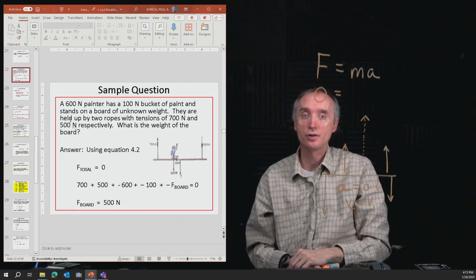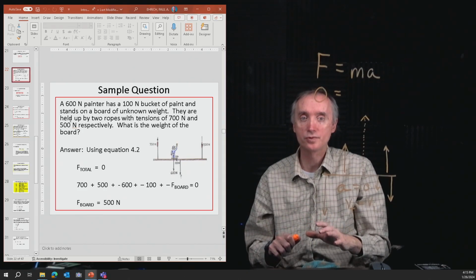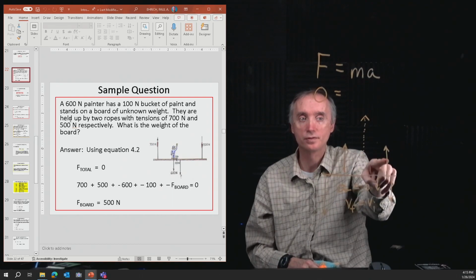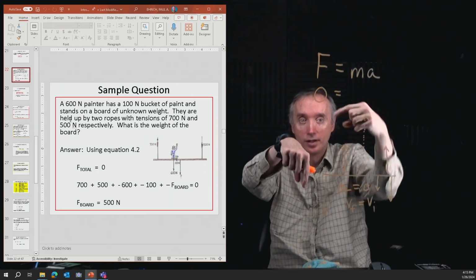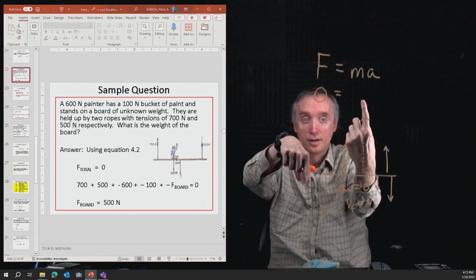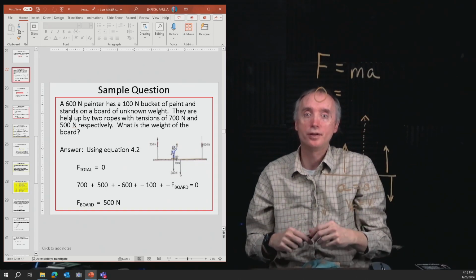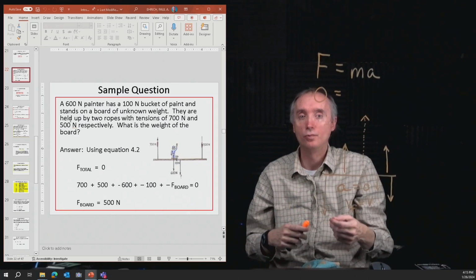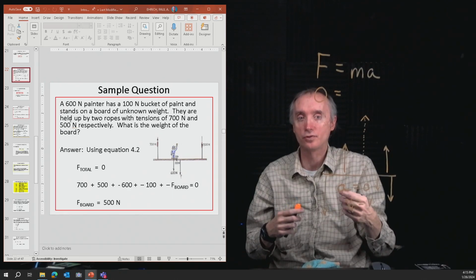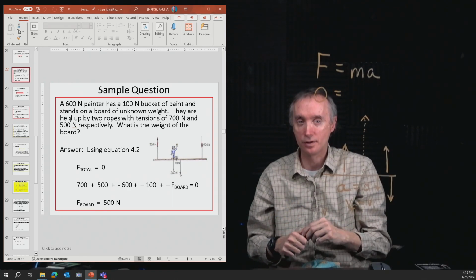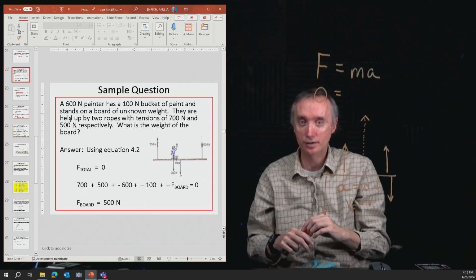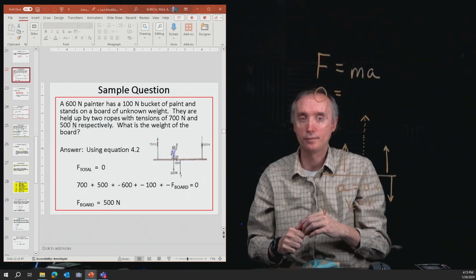So that's how you're going to solve a statics problem. Now, you could also do problems where the forces are not parallel to each other. That can be done. We do it in a more advanced course where we also take into account the torques acting on the system. So you're definitely not going to do that on the exam.